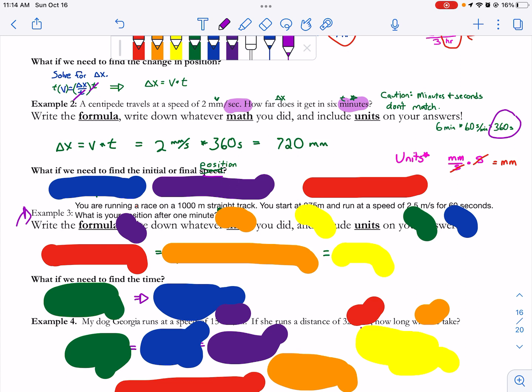It says you are running a race on a 1,000 meter straight track. You start at the 275 meter mark and run at a speed of 2.5 meters per second for 60 seconds. What is your position after 1 minute? You'll be able to see that whole question here in just a minute, without my hands in the way too. And then you'll be able to write that down.